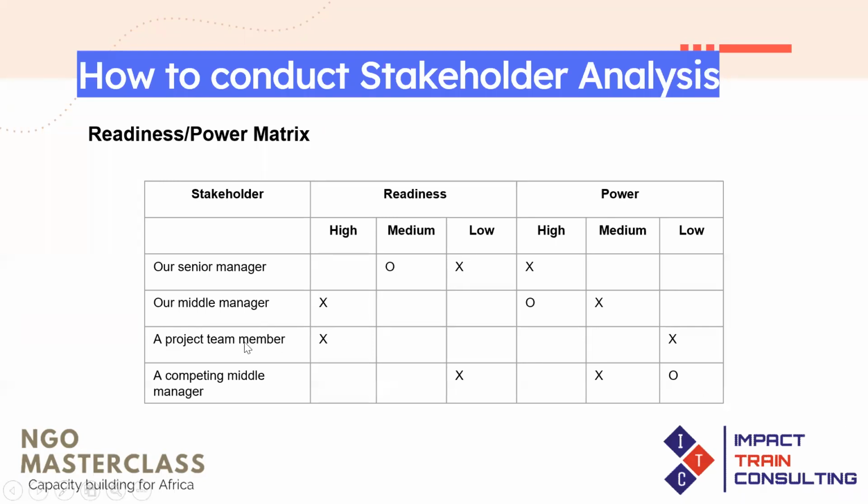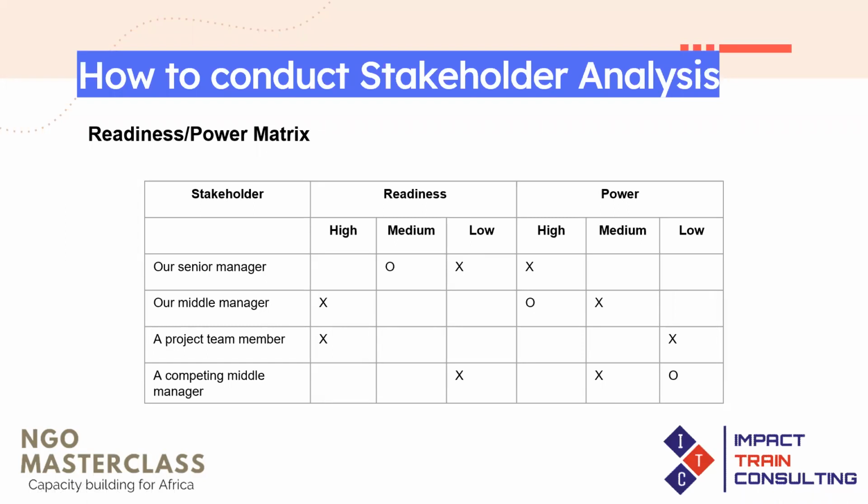Then we have the project team member who is very, very informed. He has high readiness, but he has low power. But we don't want to increase his power. We just want it to remain the way it is. And then we have a competitive middle manager who has low readiness, and he or she has high power. And so the project wants to reduce that person's power by developing strategies, because it is in our interest to reduce the person's power.